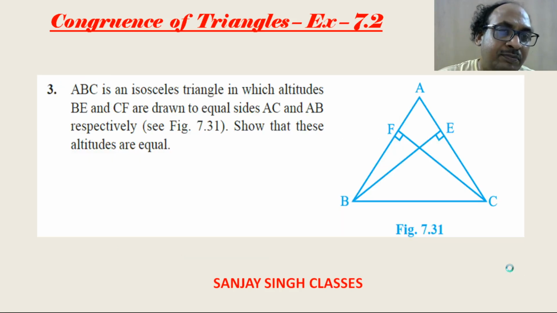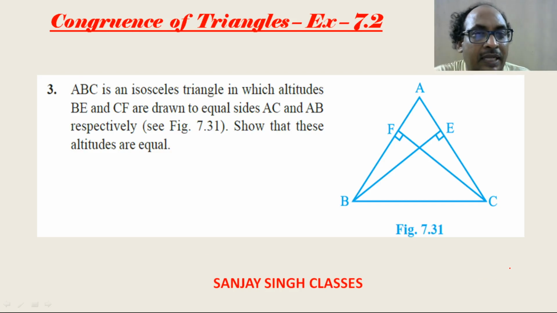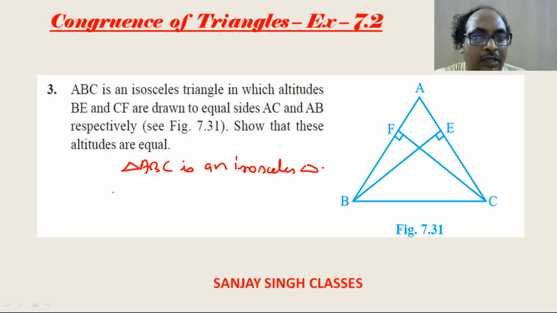Isosceles triangle. Okay. Now here, triangle ABC is an isosceles triangle in which altitudes BE and CF are drawn to equal sides. So it is already given that triangle ABC is an isosceles triangle. Therefore, automatically AB will become equal to AC. Right. In which altitudes BE and CF are drawn to equal sides AC and AB, which is given to us.